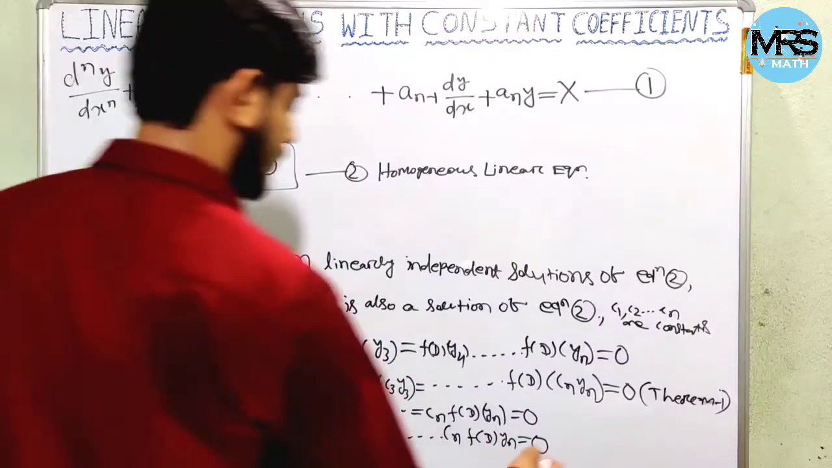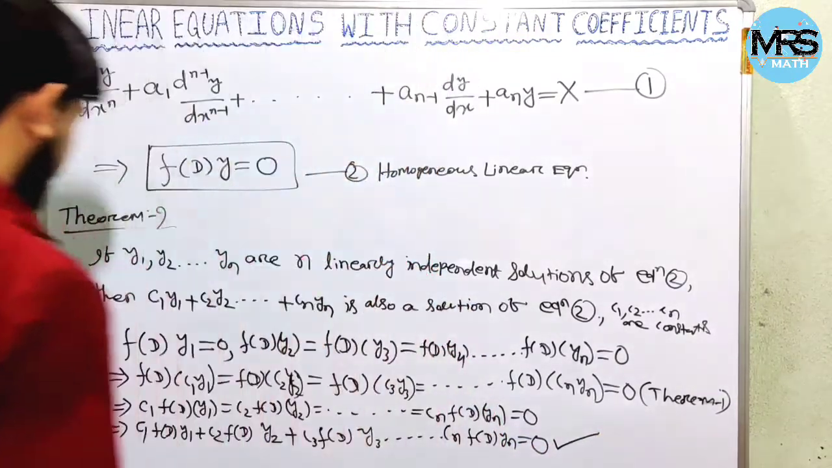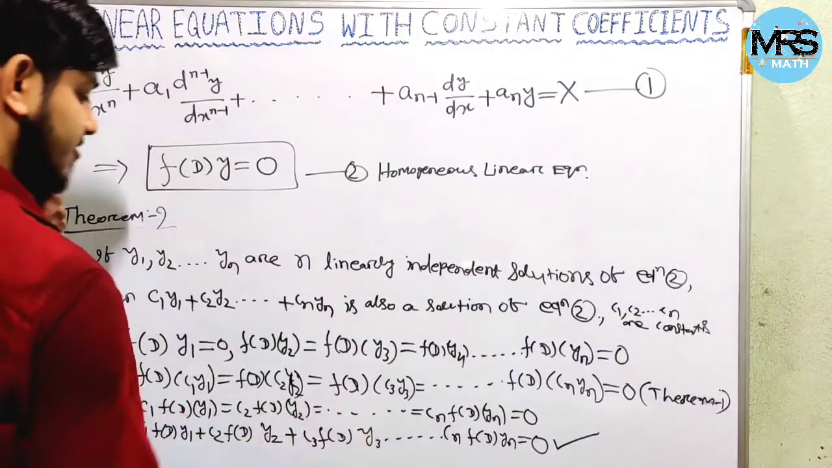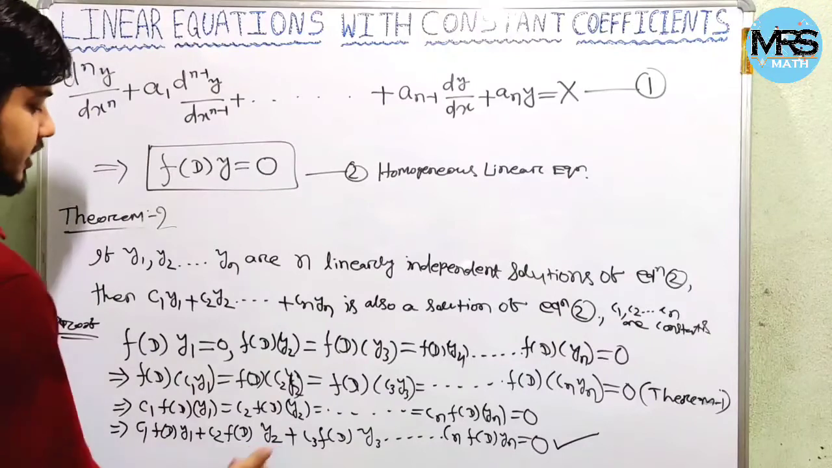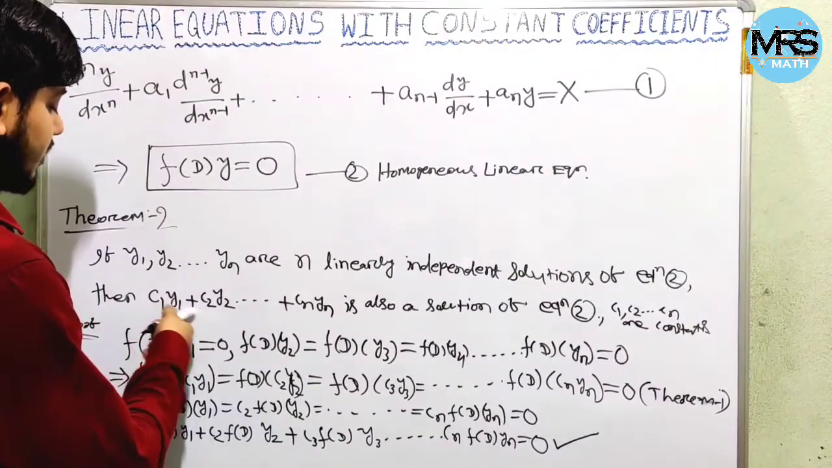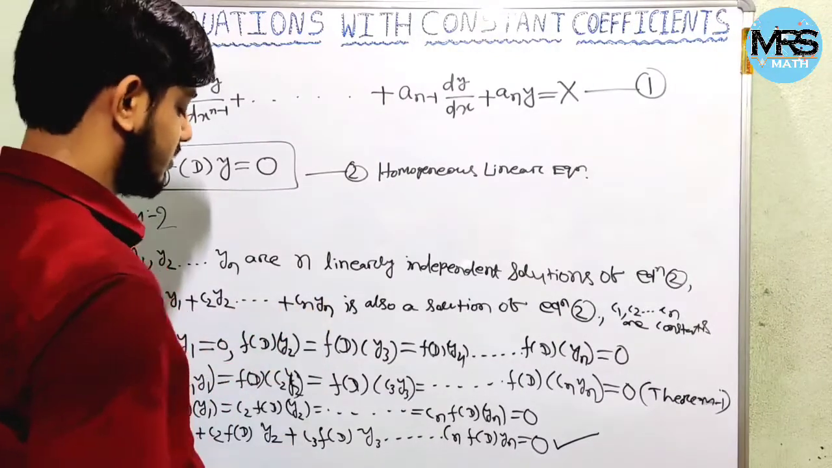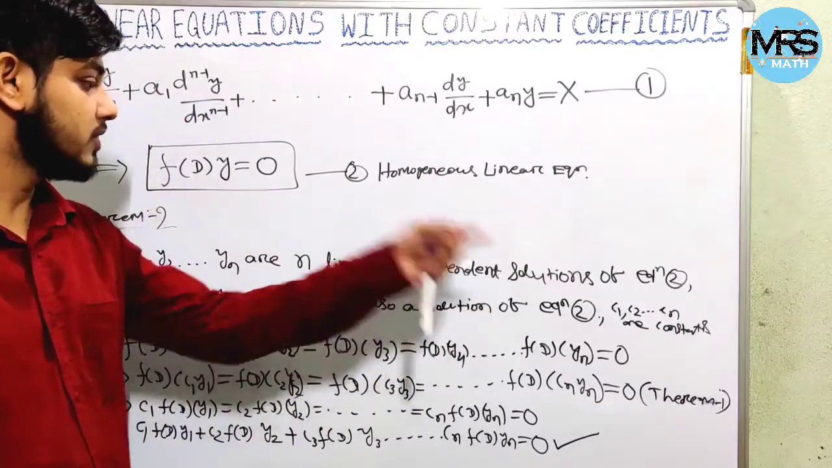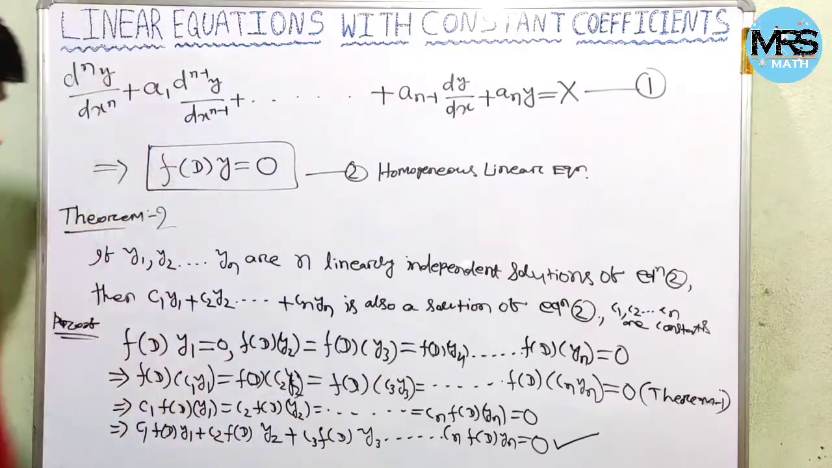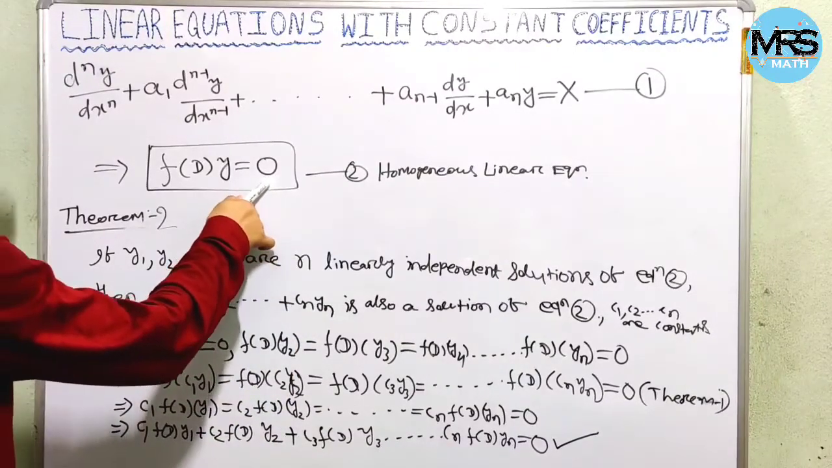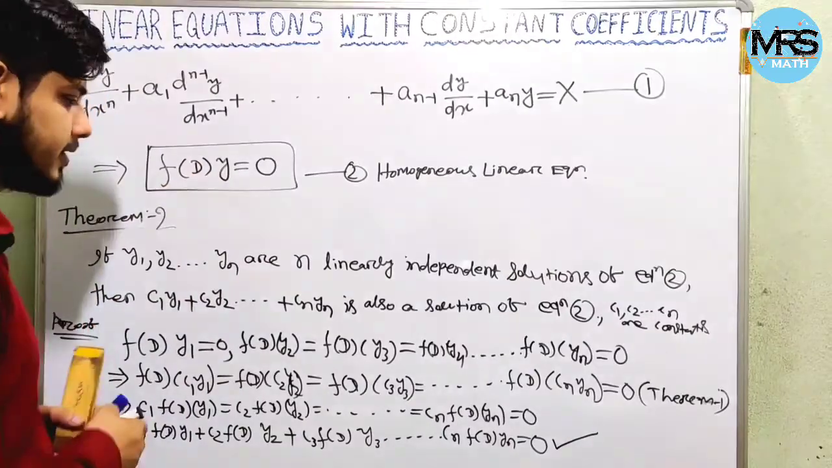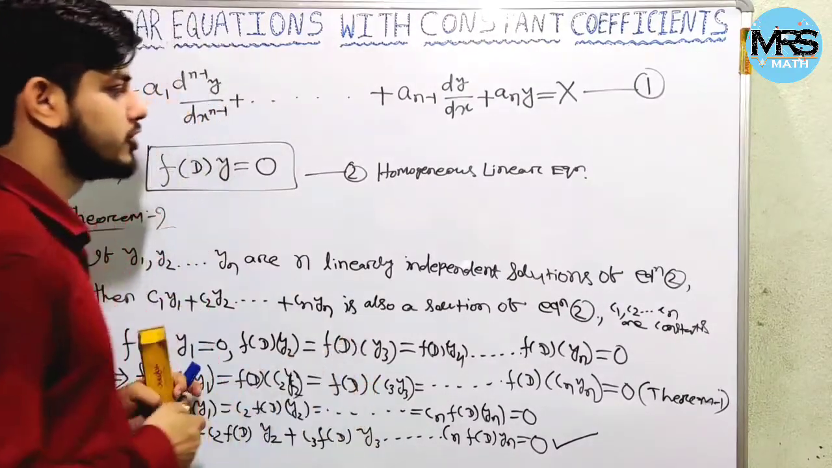Yes or no? If each term is 0, then the linear combination is also 0, right? From here we can say that c1 y1 plus c2 y2 up to cn yn is also a solution of equation 2, because this one is satisfying equation 2. So we proved these two theorems.